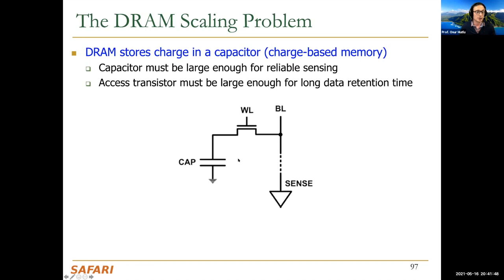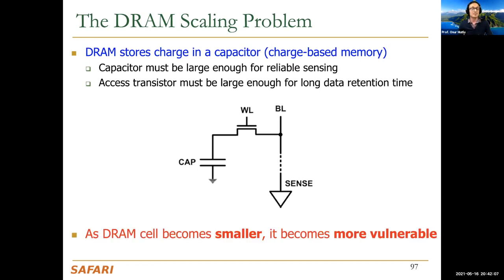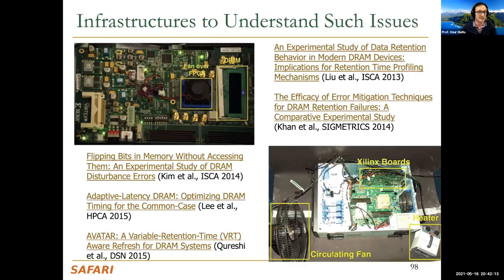So for this to work, both the storage device, the capacitor, must work reliably, and the access device, the access transistor, and everything else around it must work. The capacitor must be large enough for reliable sensing, and the access transistor must be large enough for long data retention time. And as you reduce the size of it so that you can get higher capacity and potentially better energy, it becomes more vulnerable, meaning reliability characteristics reduce, and it becomes more vulnerable to noise, system noise.